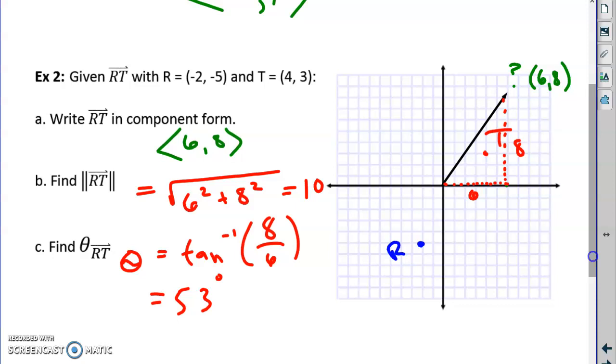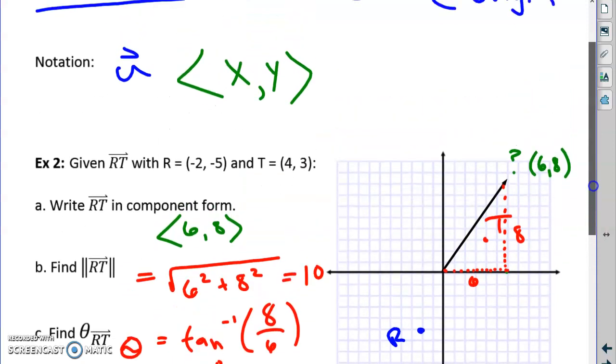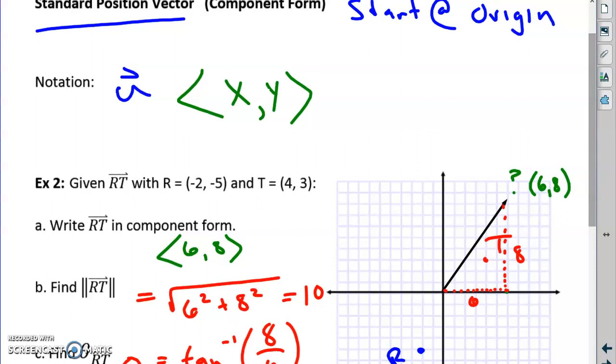So, what's the rule we're going to use to get a vector in component form? We're going to simply do x terminal minus x initial, comma, y terminal minus y initial.